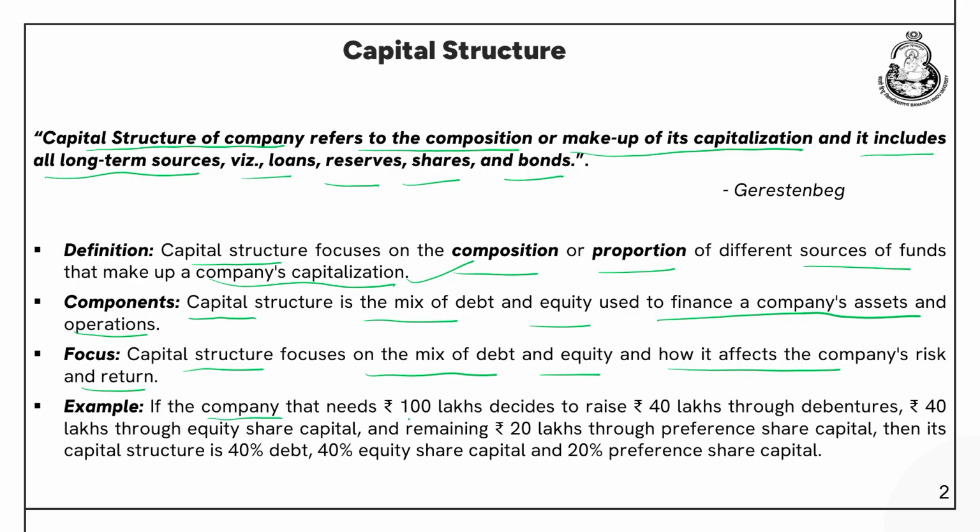The capital structure can have an impact on the level of risk the company has. Higher levels of debt increase the financial risk, whereas if the company has higher levels of equity, the control is somewhat diluted. So, this has an impact on the risk. If a company needs 100 lakhs, we have already discussed this, so we are not going into it.